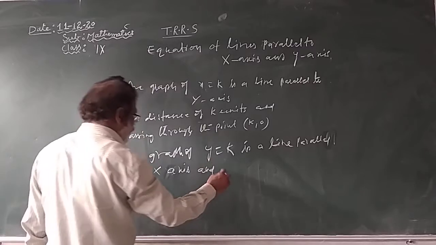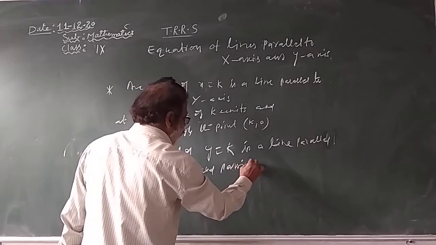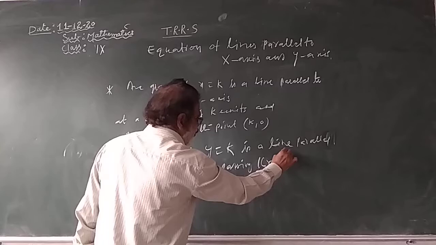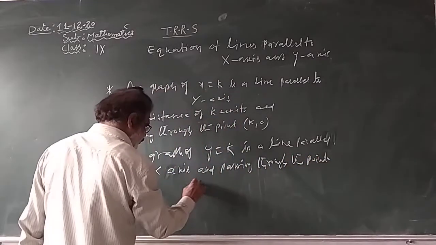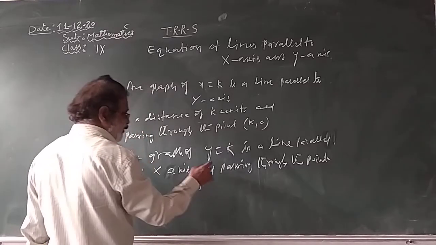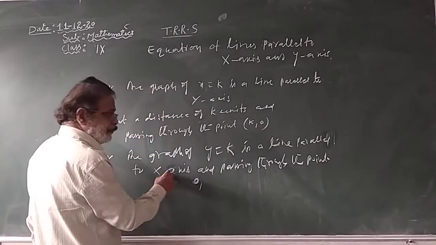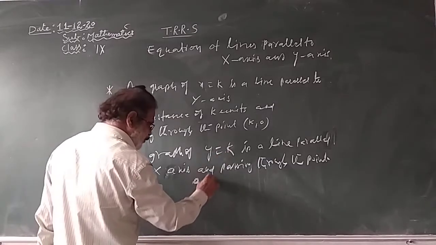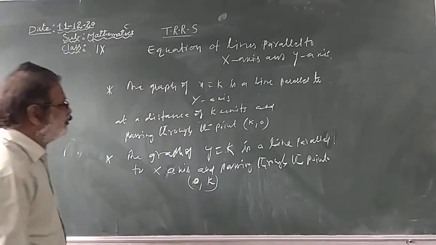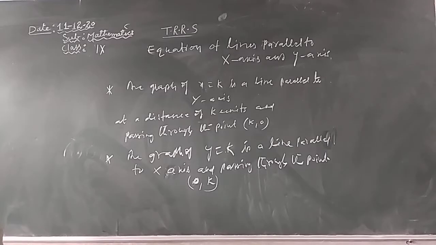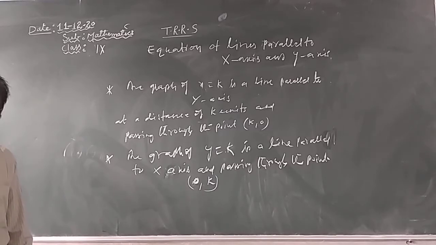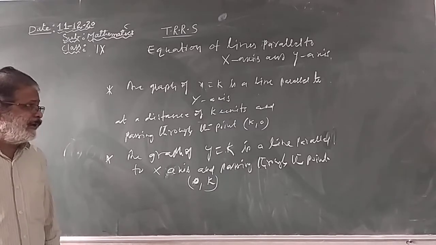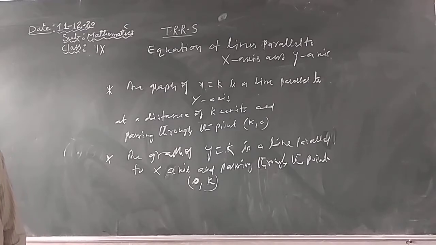And passing through the point 0 comma k. Parallel to the x-axis, x will be 0. The equation of the line parallel to the x-axis is y is equal to k, passing through 0 comma k. So wherever k is there, y is equal to k. Parallel to the x-axis is y equal to k.